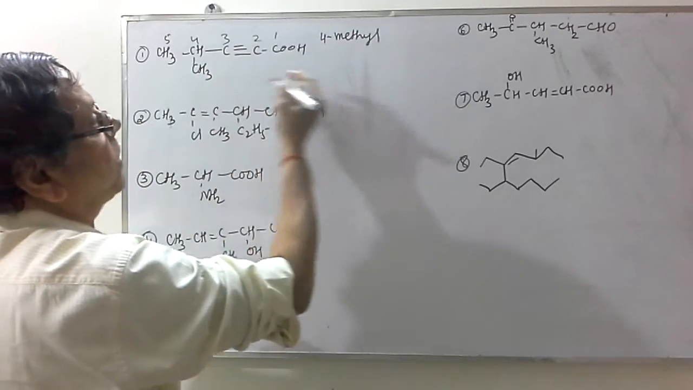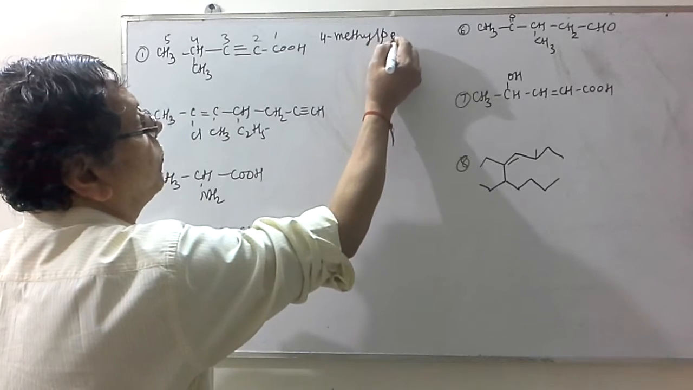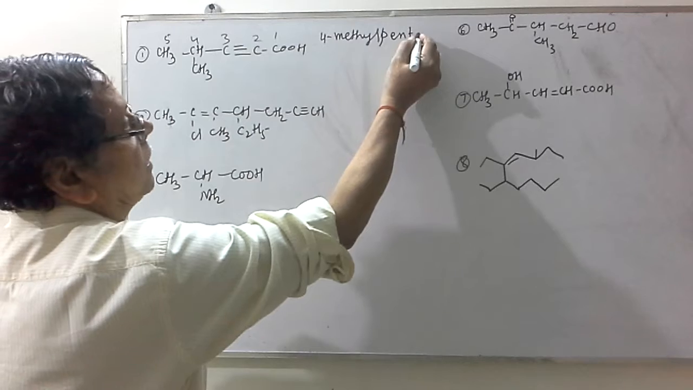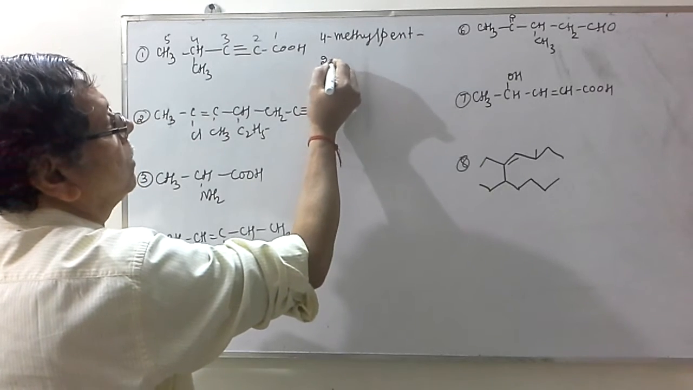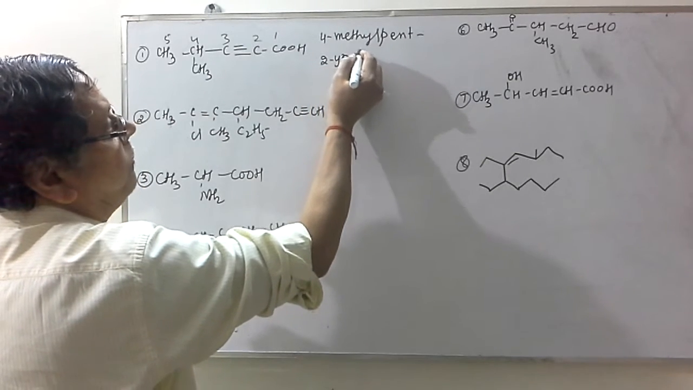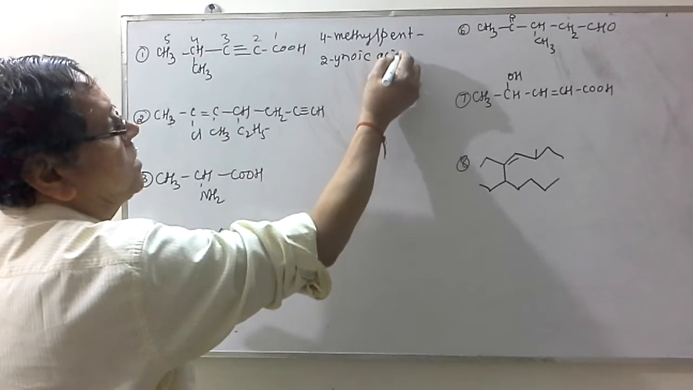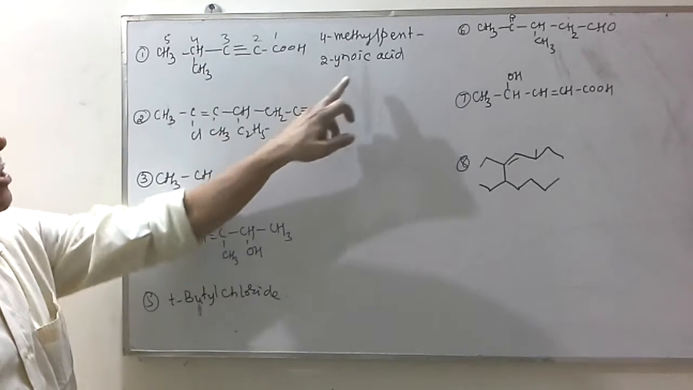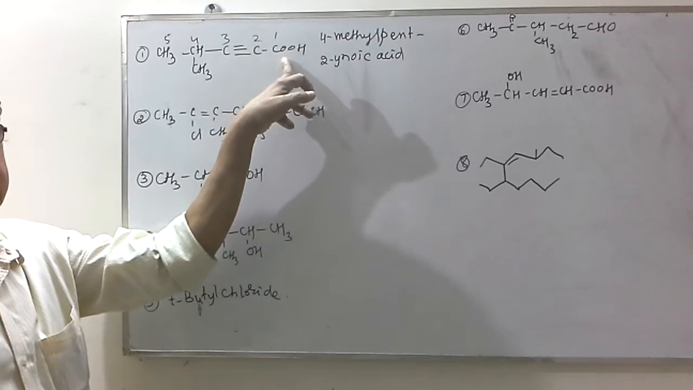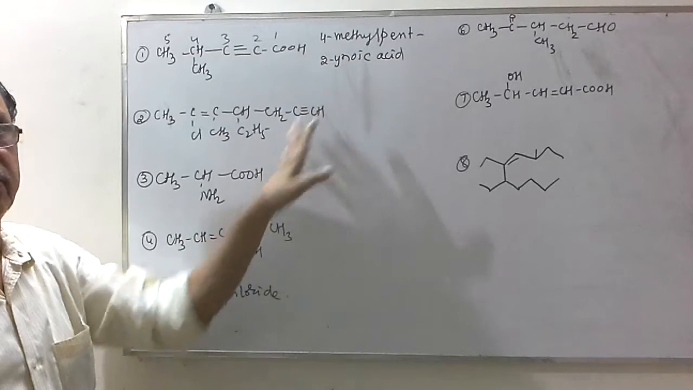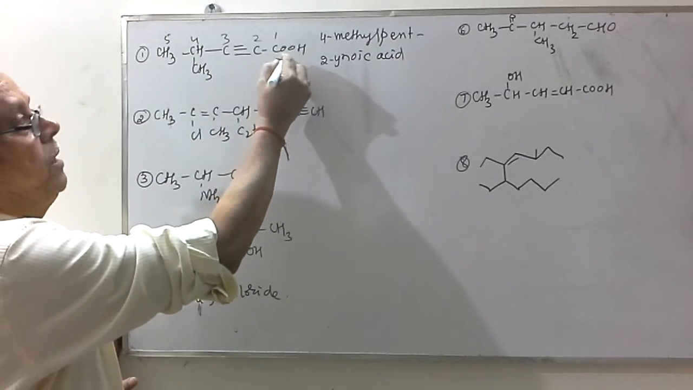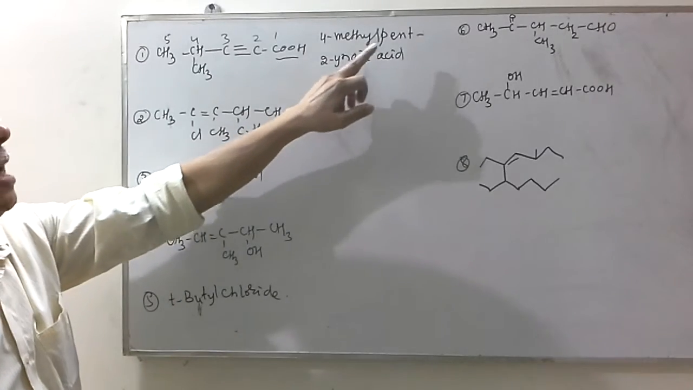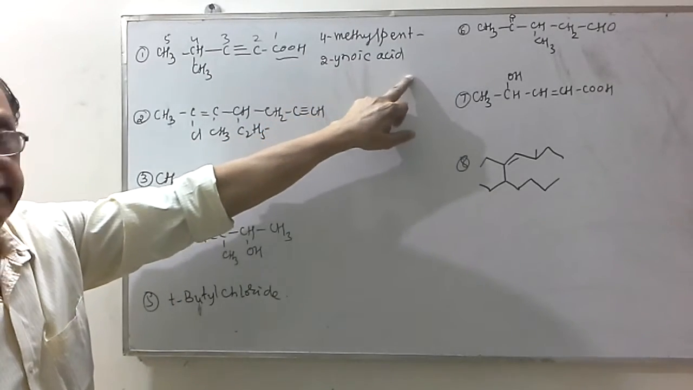Total number of carbon atoms in the main chain is 5. Therefore it is pent. And triple bond between 2nd and 3rd. Therefore it is 2-yne. And main functional group is carboxylic acid. That's why it is pent-2-ynoic acid. Position of the COOH group is not indicated because it is the only priority functional group. That's why it is 4-methyl pent-2-ynoic acid.